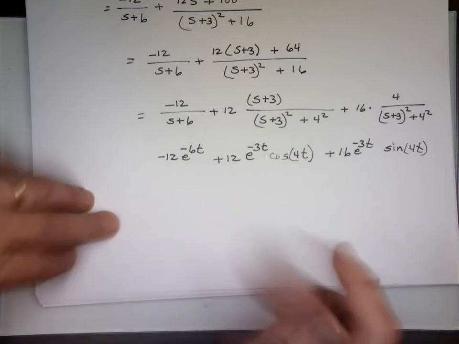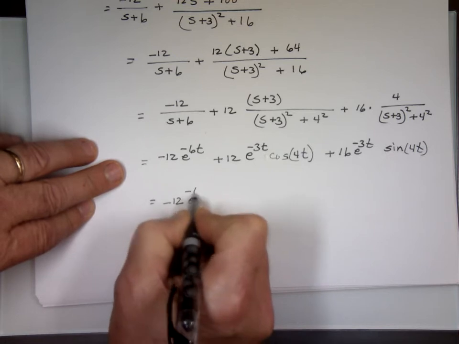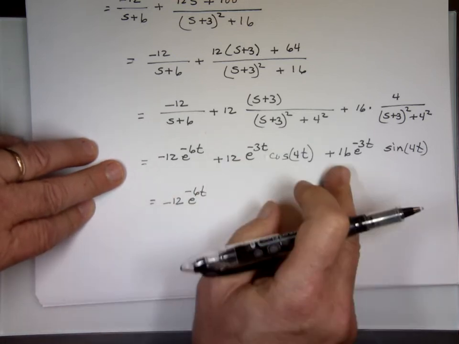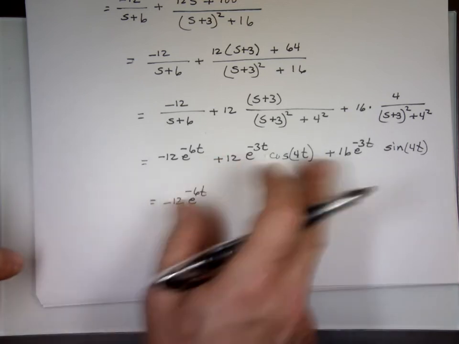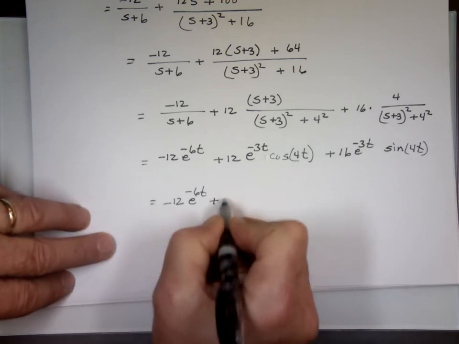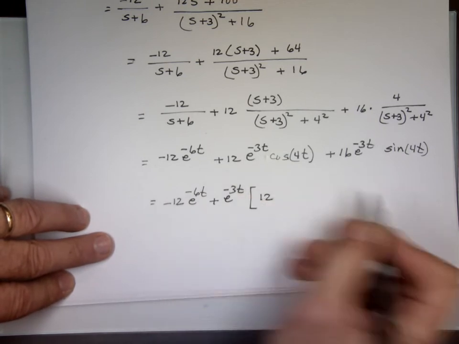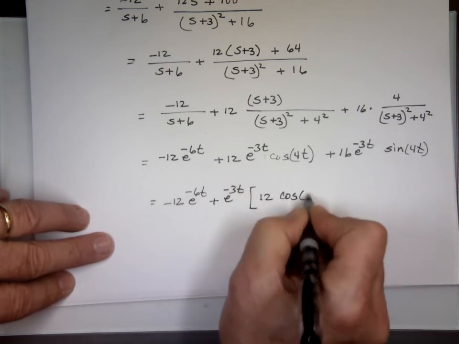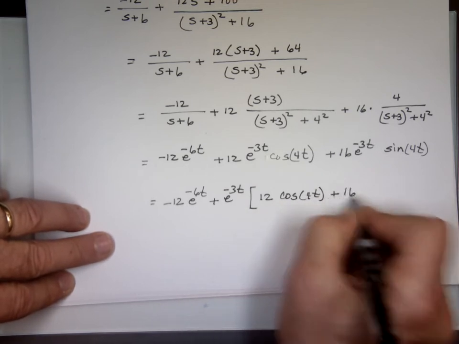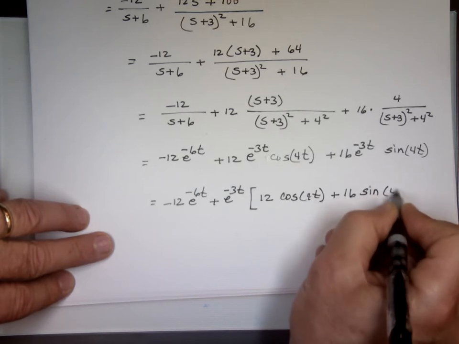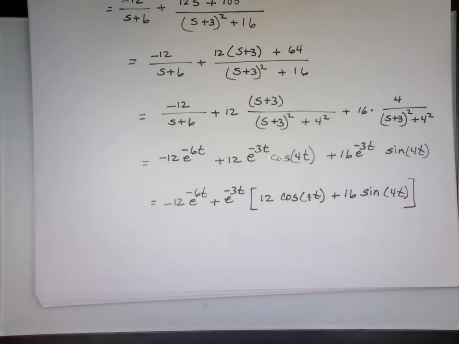So now you clean it up a little bit. Negative 12 e to the negative 6t. 12 and 16, that's a little bit different. You see, the numbers are different. So I can factor out e to the negative 3t, and I can take a 4 out: 12 cosine 4t plus 16 sine of 4t. And then you're going to use some trig identities to actually combine these to get your answer.